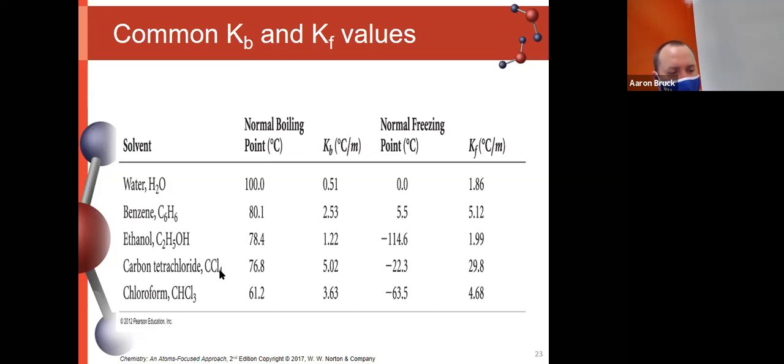Carbon tet is one of two here that is nonpolar, benzene being the other. But benzene with its ring-like structure actually has some pretty good ring-ring stacking that allows it to have some better intermolecular forces than what you would expect because of that ring planar structure.